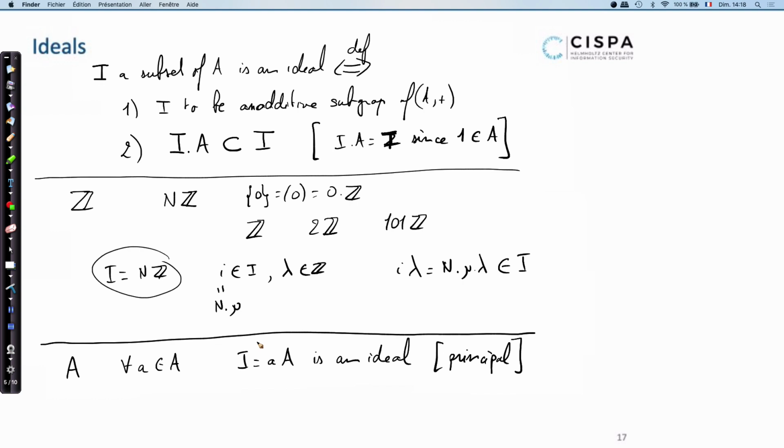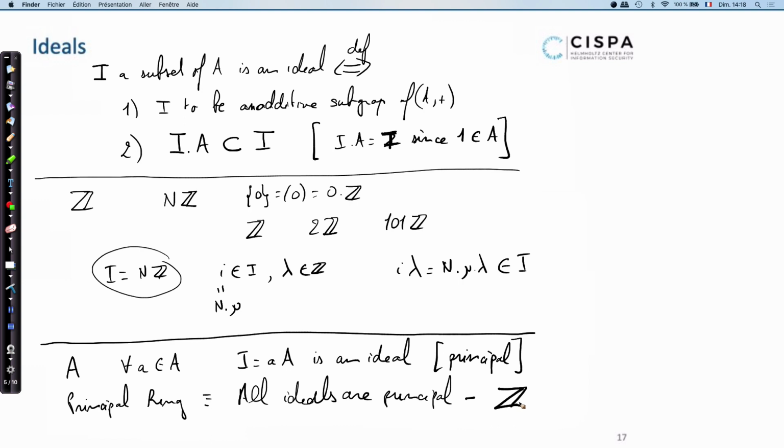And in general, when you have a ring, you can have ideals that are not principal. But there are special cases, and there are special rings in which all ideals are principal, and these are called principal rings. Principal rings: all ideals are principal. And an example of such a ring is Z. And we can leave this proof as an exercise. Nice.